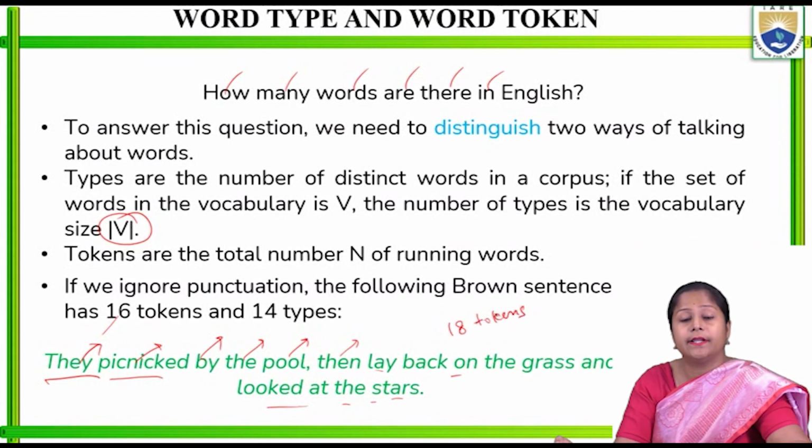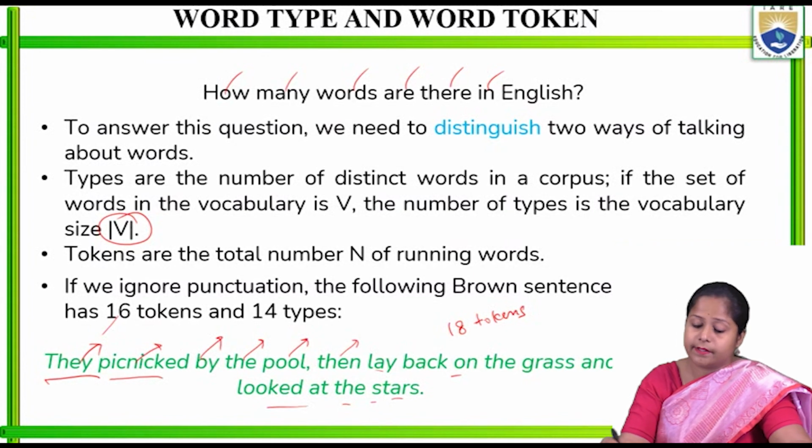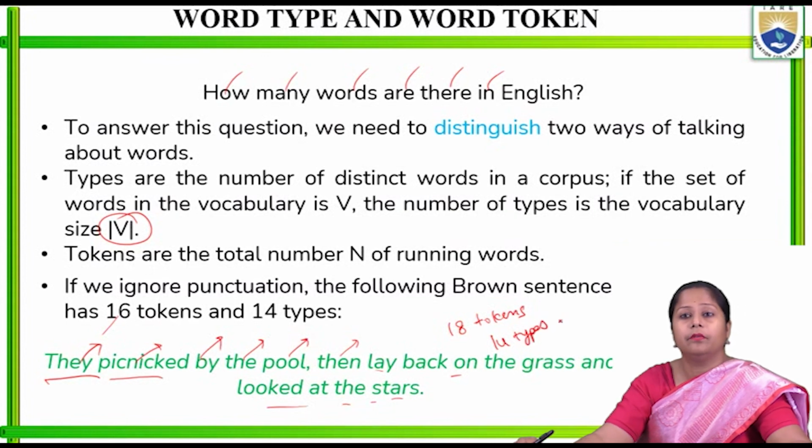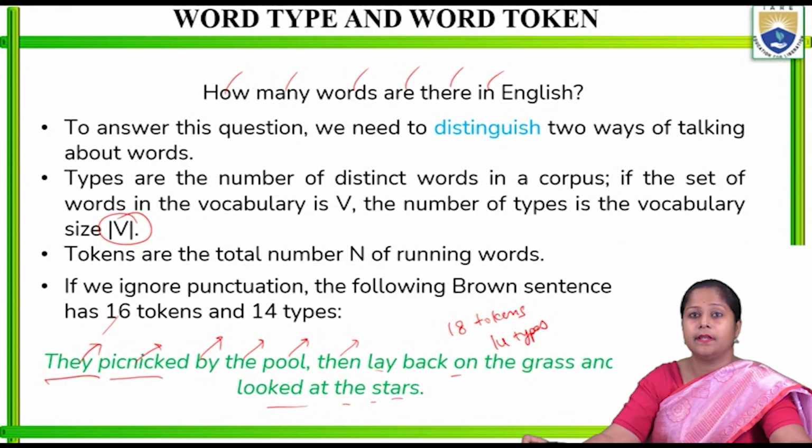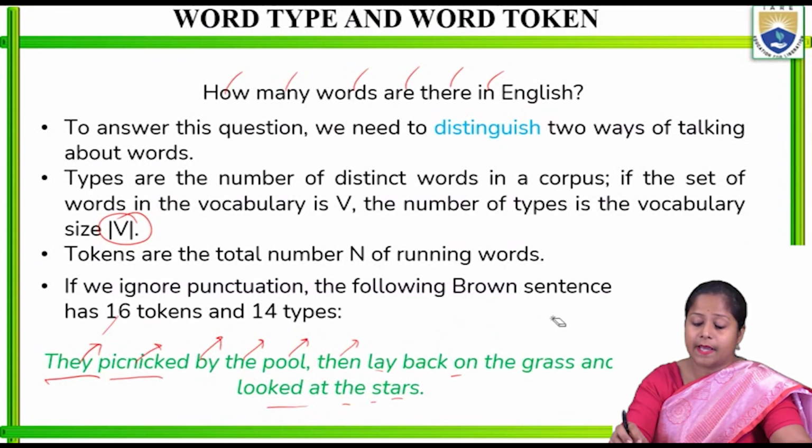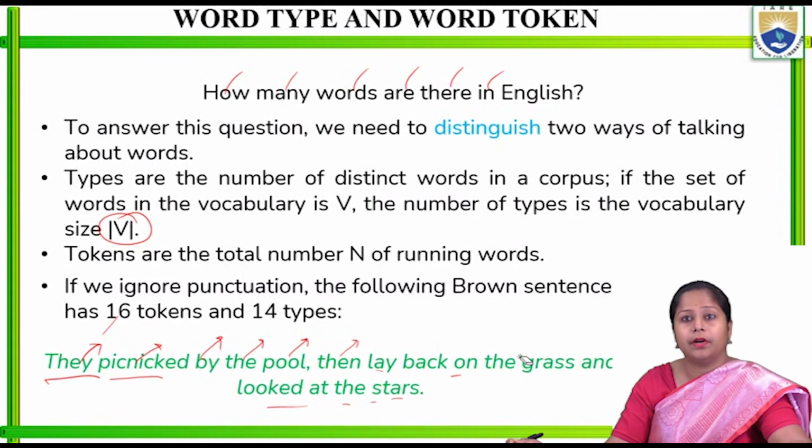And if I talk about the types, how many word types are there, there are 14 types present in this sentence. The number of types is the vocabulary size. That is, how much vocabulary has been used in the particular sentence. So that is an example of word types and word tokens.